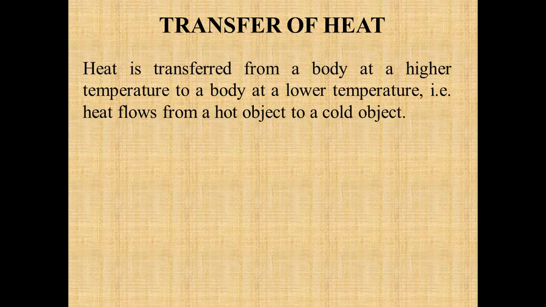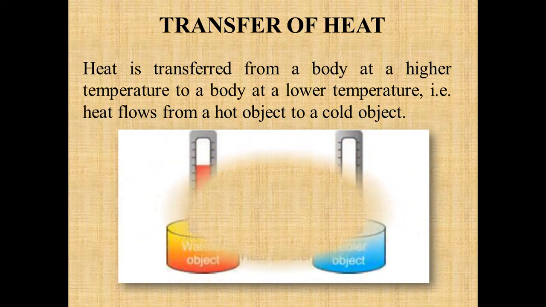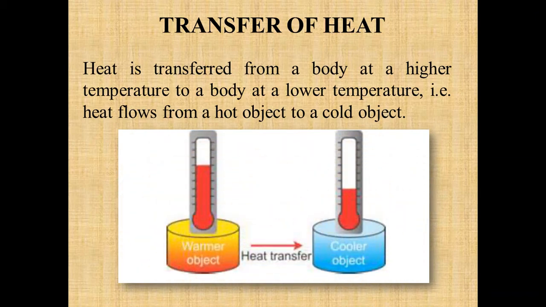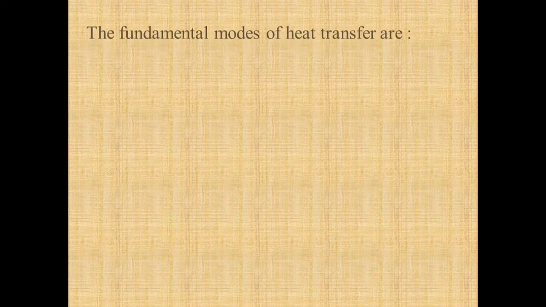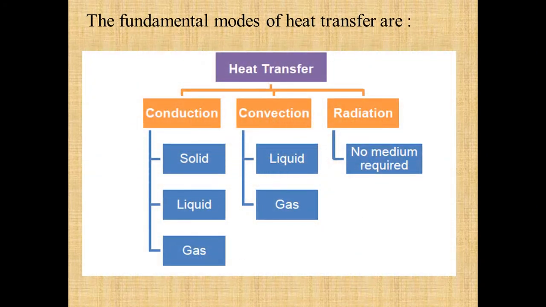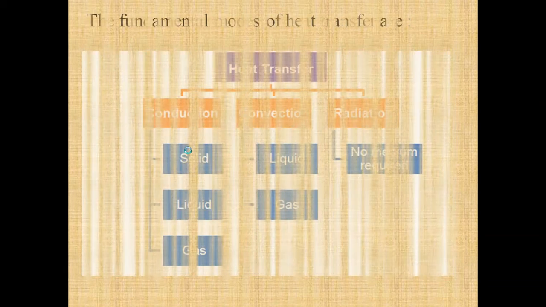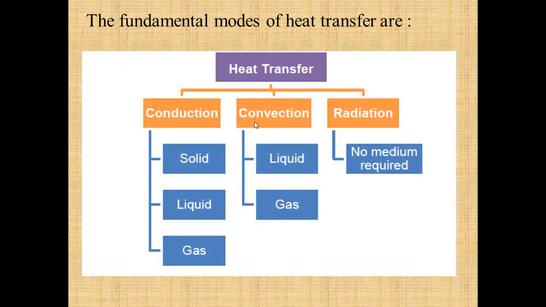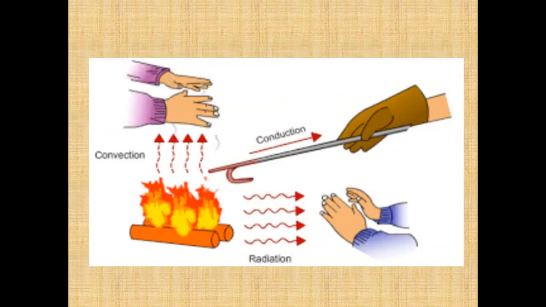As we already know, heat is the energy which flows due to the difference in temperature. When heat is transferred from a body at a higher temperature to a body at a lower temperature, that is, heat always flows from a hot object to a cold object, as we have already learned. Heat can be transferred in three ways. There are three modes of heat transfer. First is conduction, then convection, then radiation. We will discuss all these three modes in detail one by one.